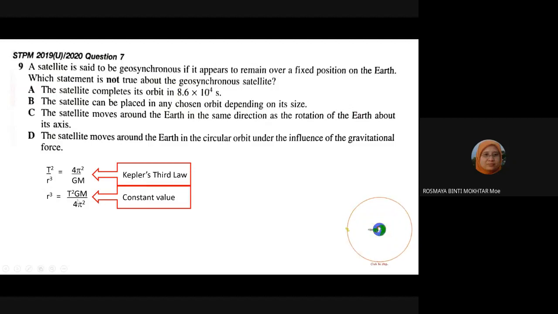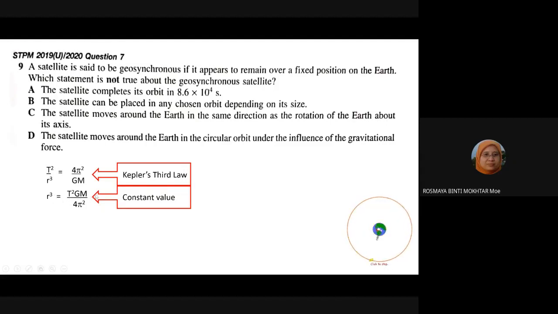So T is also a constant, where the period of the Earth is 24 hours. So you convert to seconds, and substitute the G value, M and 4 pi squared. So you will get R also as a fixed value. So T and R are fixed values.